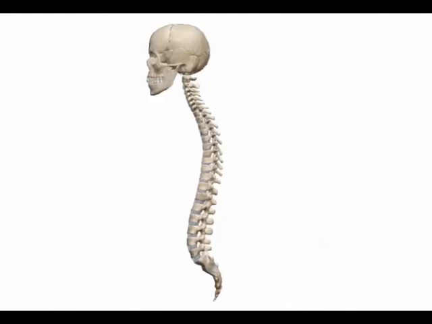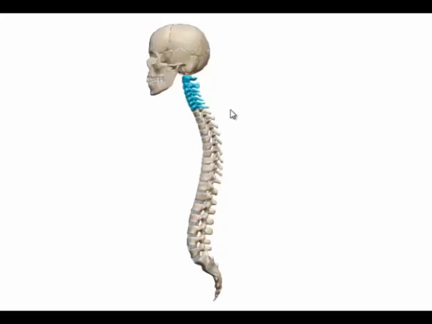The spine, also known as the vertebral column or the spinal column or the backbone, is made up of 33 irregular bones which are separated by intervening layers of cartilage which are called intervertebral discs. When viewed from the side, as you can see here, the spine shows 4 curves.